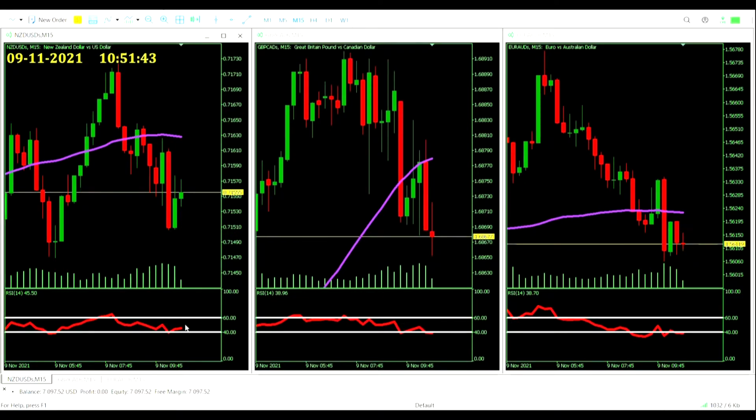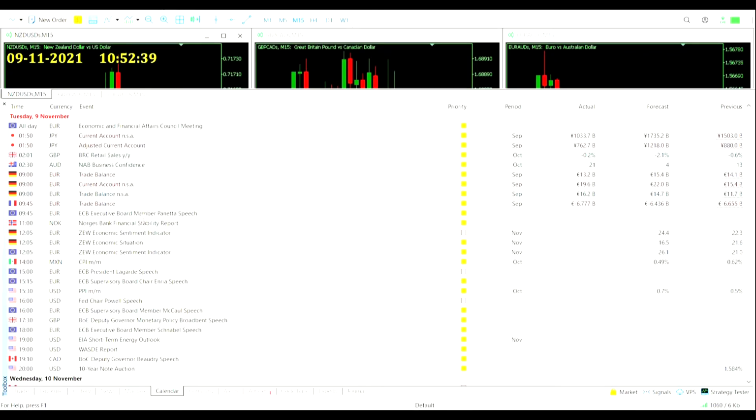Get us out early. Let's check the economic calendar, see what events we've got. Not too much from Asia. 1:50 AM in Japan, current account and adjusted current account did miss their forecast and were down on previous. 2:01 at the British Retail Consortium, we get retail sales year on year, negative 0.2 actual against negative 2.1 forecast. So better than the forecast, still down a bit on the previous though.